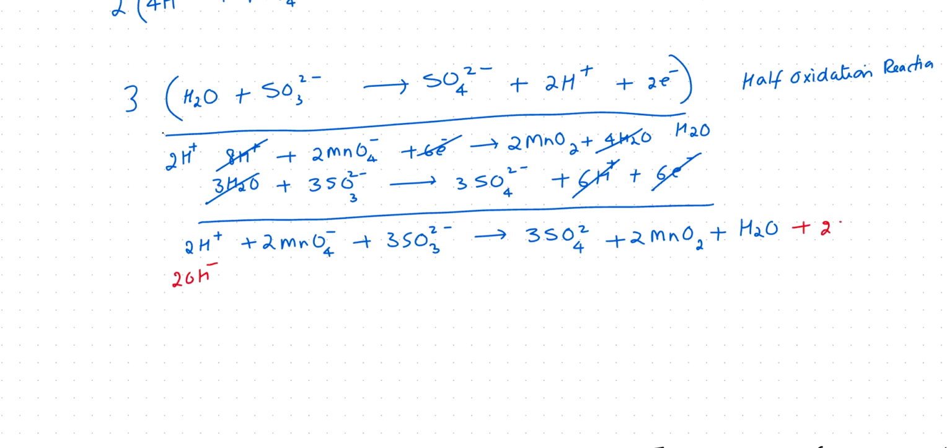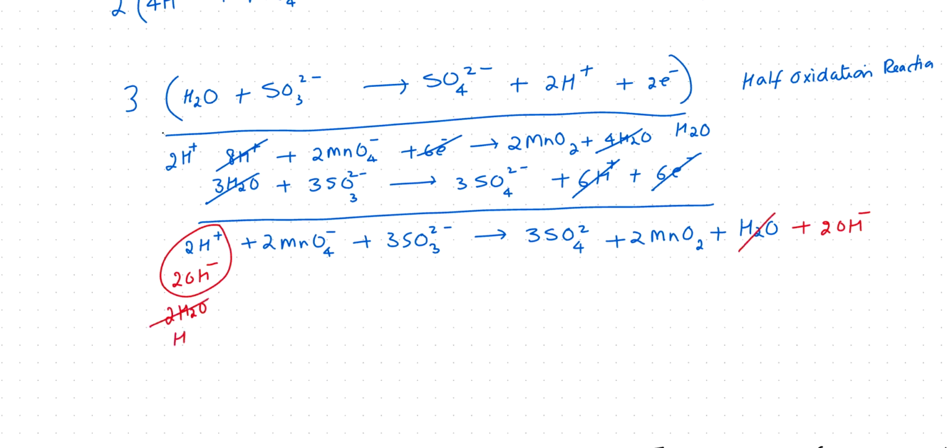This is for basic. When they say basic, up to here is the same for acidic and basic. If it is basic, then whatever number of H+ we have, the same number of OH negative we add on both sides. So on one side we will be getting 2 H+ ions and 2 hydroxide ions. So this becomes 2 water molecules. So one water on the right side and one water on the left side cancel, so one water remains here.